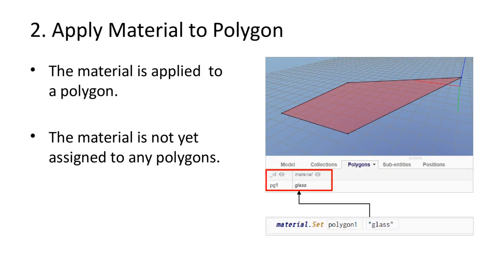In the second step, we now want to apply our glass material to our polygon. This requires the polygon to have an attribute called material with a value glass. There is another convenience function for doing this. It is the material.set function. The first argument is 1 or more polygons. The second argument is the material name. This second argument must match the name of the material exactly.